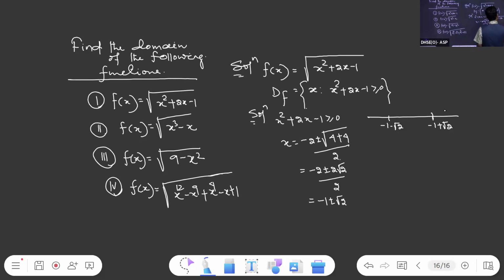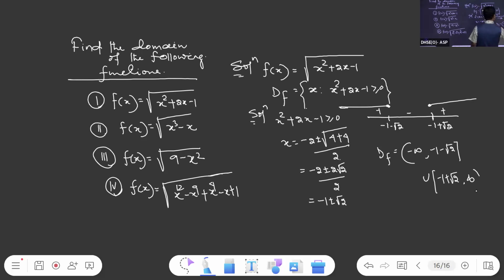So the regions are plus, minus, plus. The positive region is required. So x belongs to minus infinity to minus 1 minus root 2, union minus 1 plus root 2 to infinity. So the domain of the function, domain f, is equal to minus infinity to minus 1 minus root 2 union minus 1 plus root 2 to infinity.